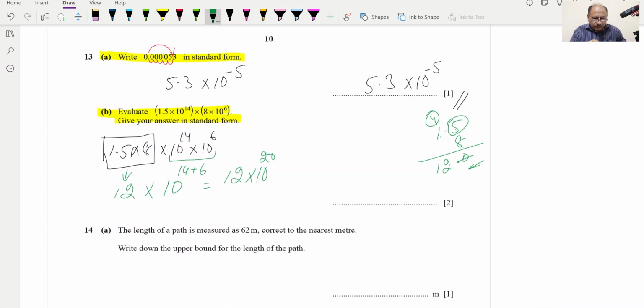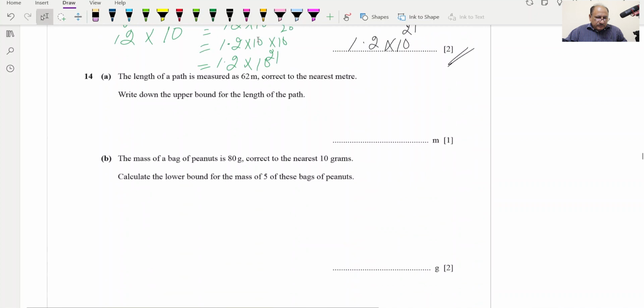Now we need it in standard form. They're saying the answer should be in standard form, so we will have to put the decimal between 1 and 2, and we can write 1.2 into 10. 1.2 into 10 results in 12, so 12 we have written as this, and the remaining part is this one. So we can write it as 1.2 into 10 raised to the power 21. So our final answer will be 1.2 into 10 raised to 21. This will be for 2 marks.